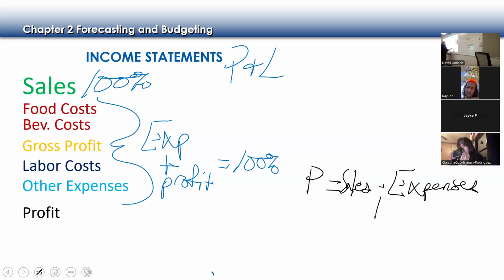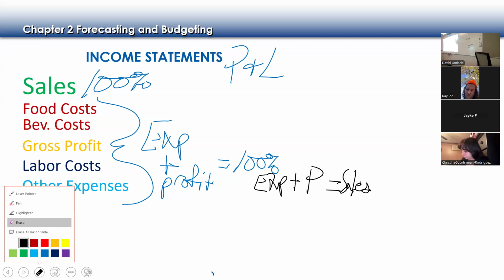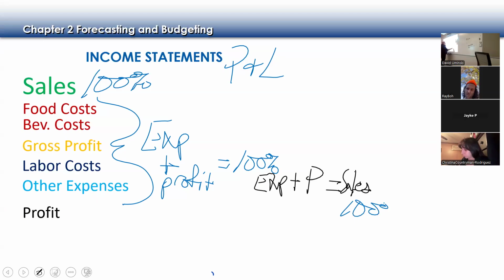If we want to get sales by itself, we have to add expenses, right? Which means to do it to the other side as well. So our expenses plus our profit has to equal our sales. Those numbers have to equal each other. So that is why if sales is equal to 100%, then profit and expenses is also equal to 100%. They equal each other. Does that make sense? It'll make sense here in just a second. I'm going to connect the dots.